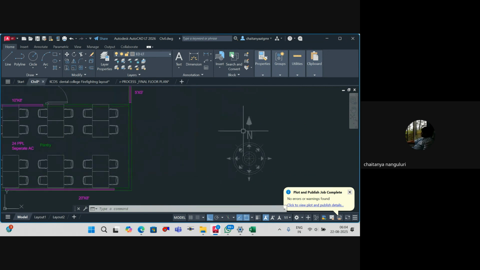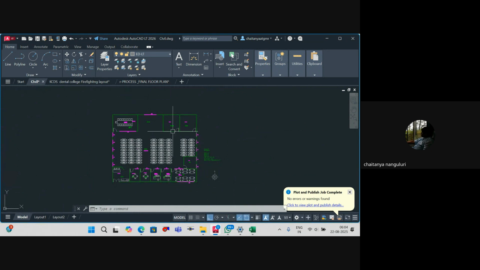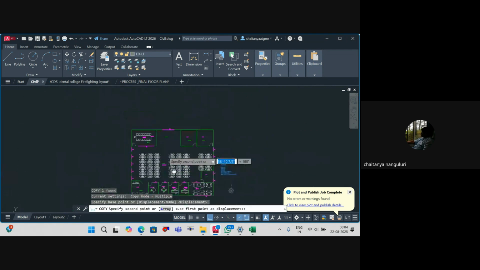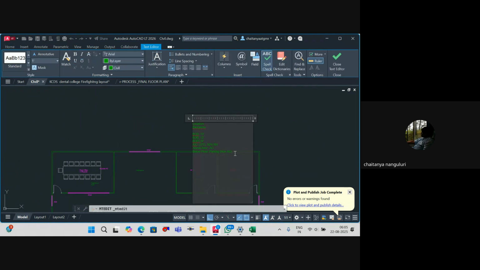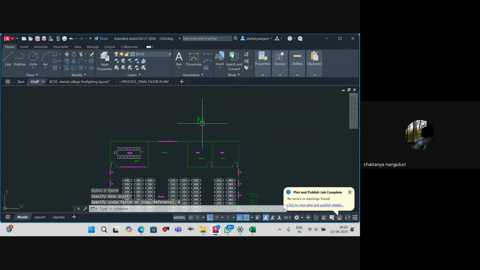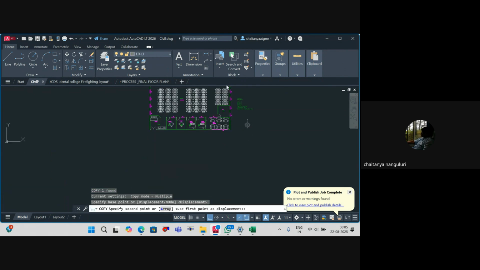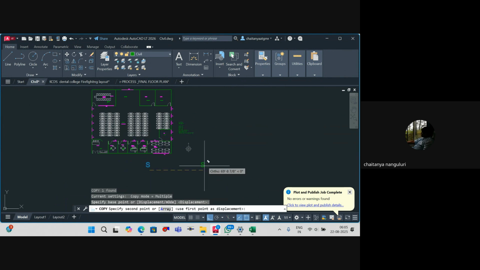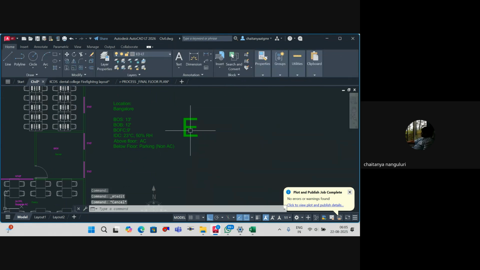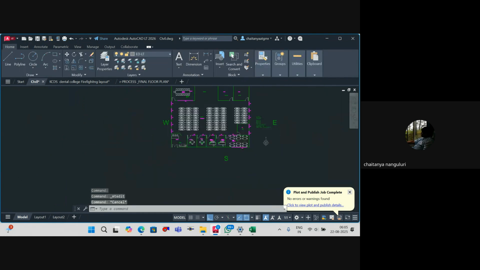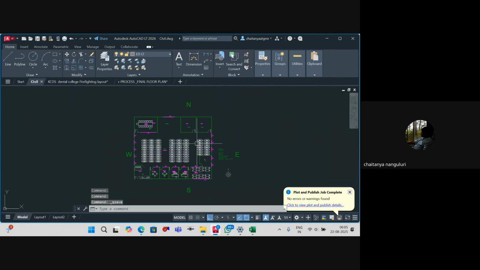Okay, so these are the windows. As I've told you, these are the directions I've given. So this becomes north, this becomes south, this becomes east, and this becomes west. To avoid confusion, I'll mark the directions. So this is your north, this is your south, this is your east, and this is your west.